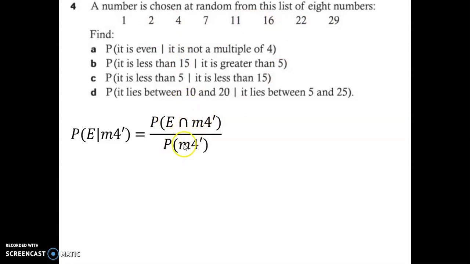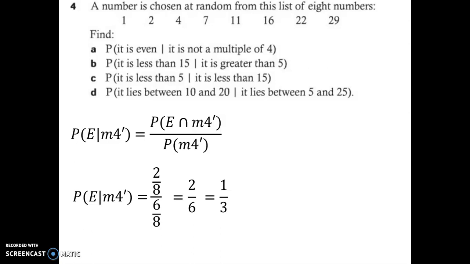And then on the bottom of this fraction, we're going to put the ones that are not multiples of 4. So again, 2 out of 8 are even and multiples of 4. And on the bottom, how many are not multiples of 4? Well, if 2 of them are multiples of 4, then the remaining 6 are not. So we have 6 out of 8. Divide those two numbers. When you divide a fraction by a fraction, you can cancel the two common denominators, 8 and 8. And you're left with 2/6, which is actually 1/3.